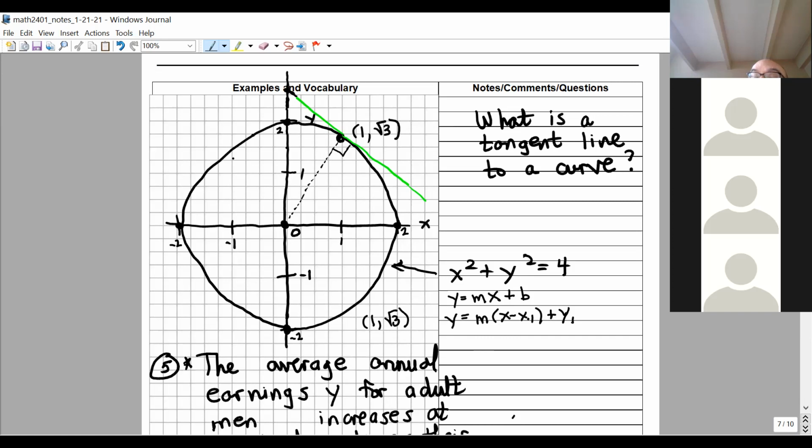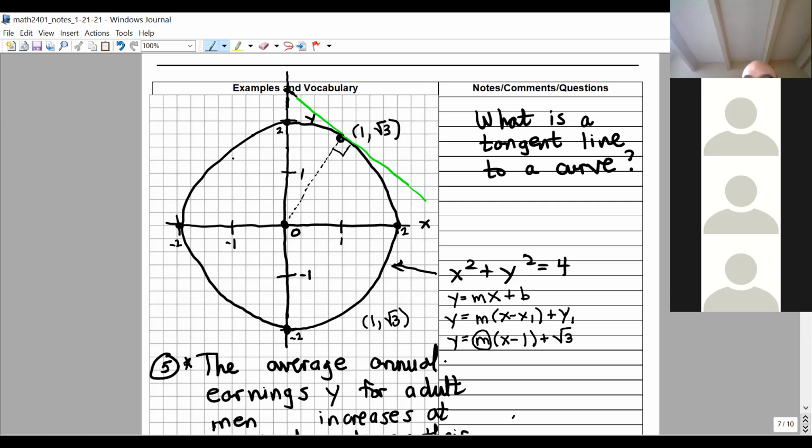So now I'm making progress here. I can plug this in, in fact. Let's go ahead and plug it in. So I have m times (x − 1) plus √3. See, I'm making progress on writing down the formula for that tangent line. What I still need to know, however, is the slope. Darn it. So I need to know what the slope is.